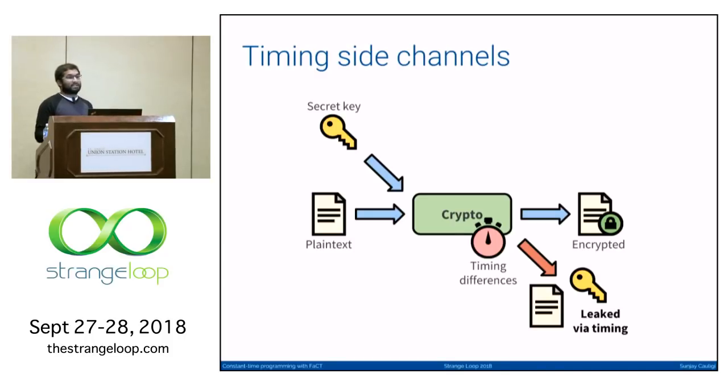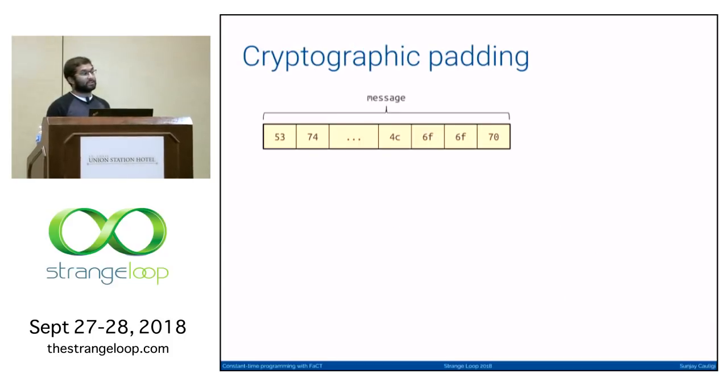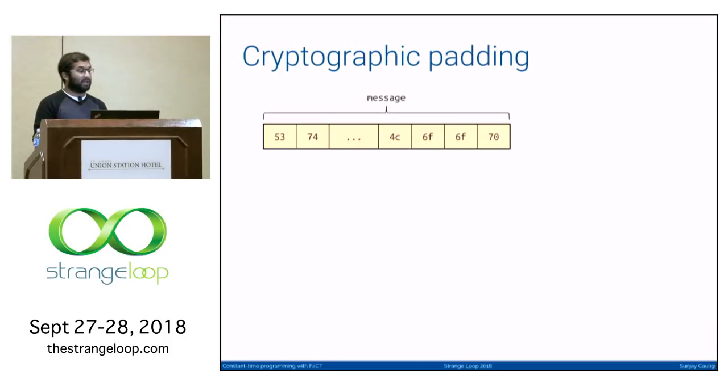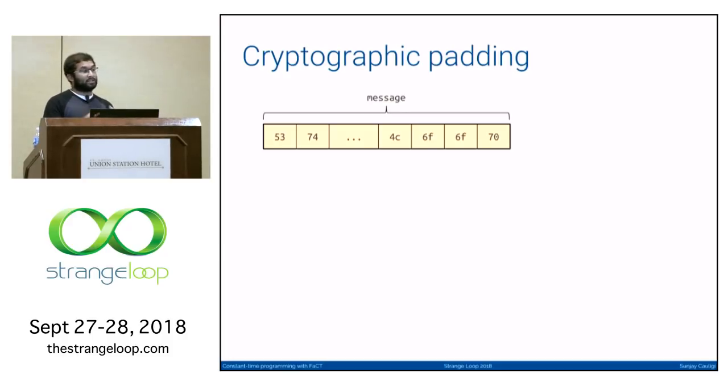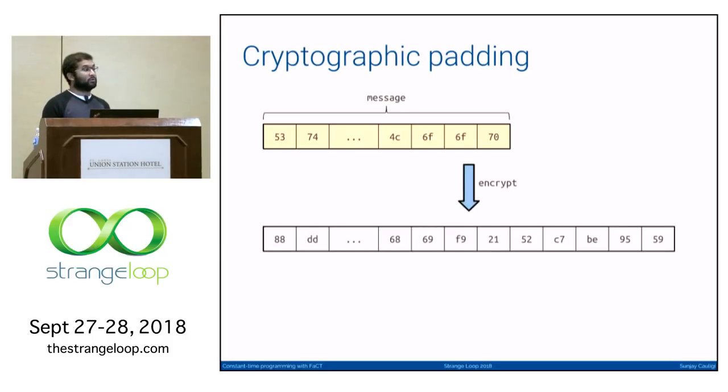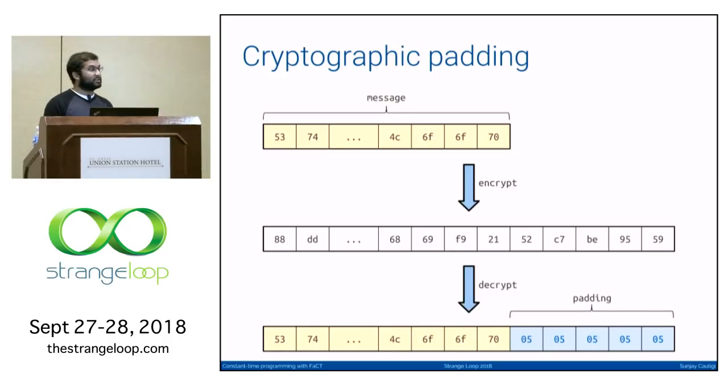I'll walk you through an example of what constant time programming looks like. A little bit of background first on cryptographic padding. Most encryption algorithms deal with messages in chunks called block sizes. So if you have some message and it doesn't fill out a full block size, when you encrypt it, the encryption algorithm is going to pad it out so that it fills a full block size first. And so when you decrypt it, you have that message, plus you have a bit of extra padding that was there just to pad it out to the block size.